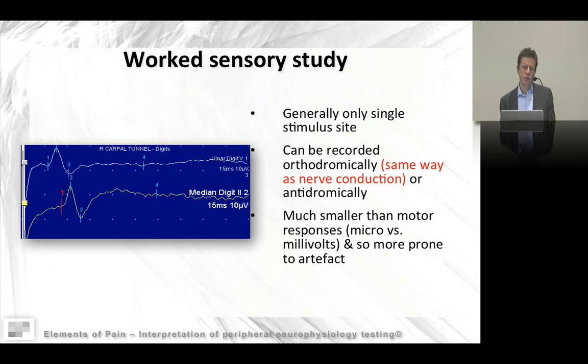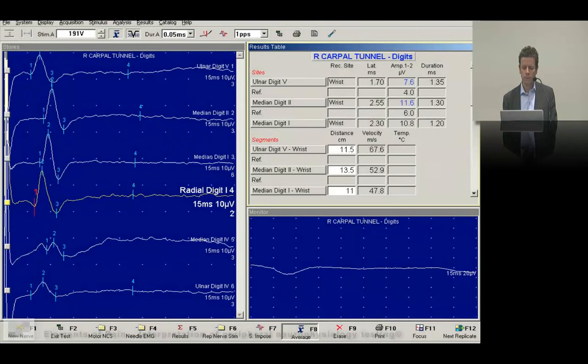You can alternatively do nerve conduction studies measuring the alternate way, so stimulating over the nerve and recording in the periphery. That gives better amplitude responses, but also has the problem of receiving motor artifact, in that you're stimulating the nerve the same way as you would to generate a motor response. So there are pros and cons, but most people tend to do things orthodromically these days.